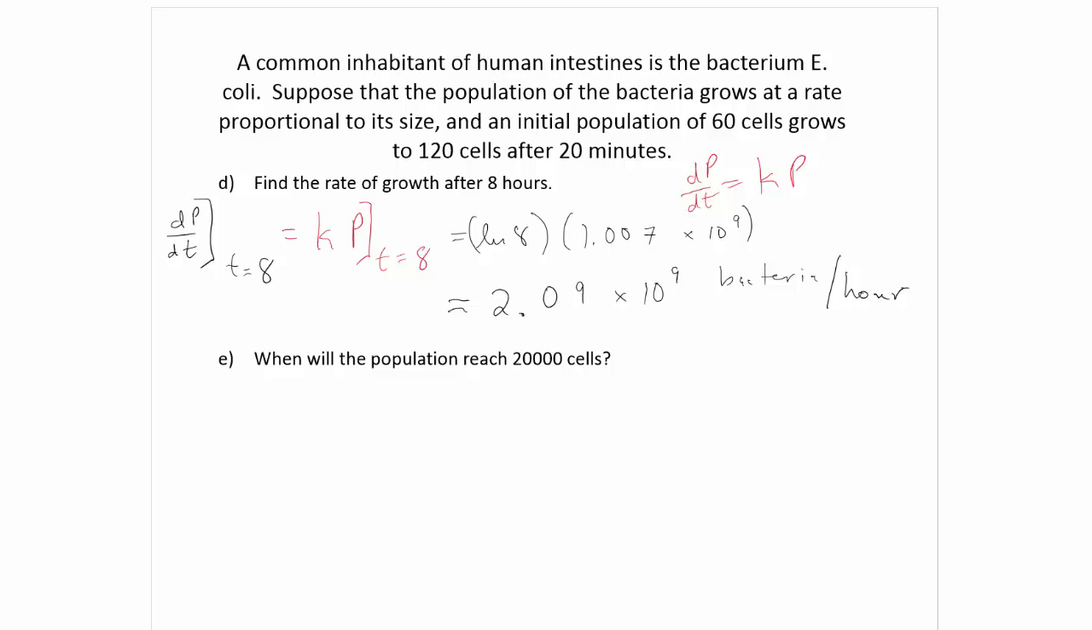When will the population reach 20,000 cells? Now, this is an algebra exercise. We have the population model, and so we want it to reach 20,000. So we'll solve 20,000 equal to 60 e to the natural log 8 t. So we divide through by 60, and so 20,000 over 60 is equal to e to the natural log 8 times t.